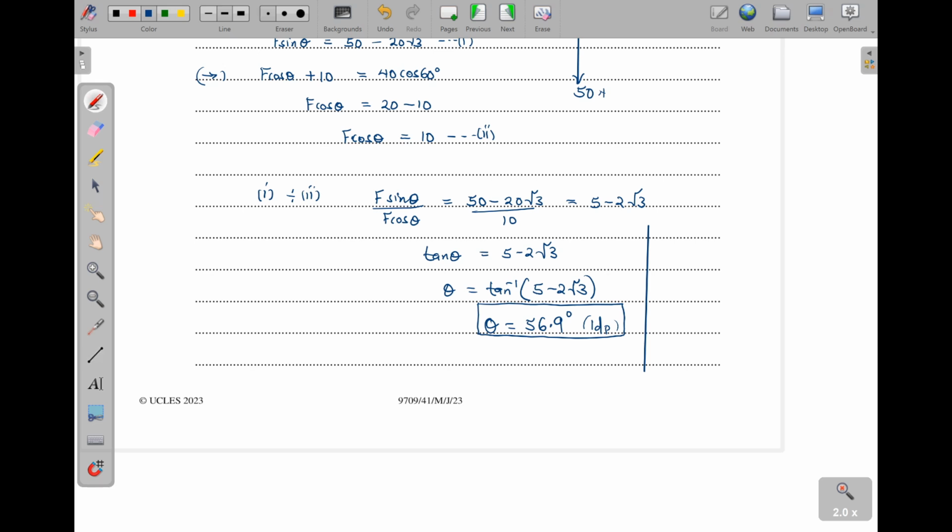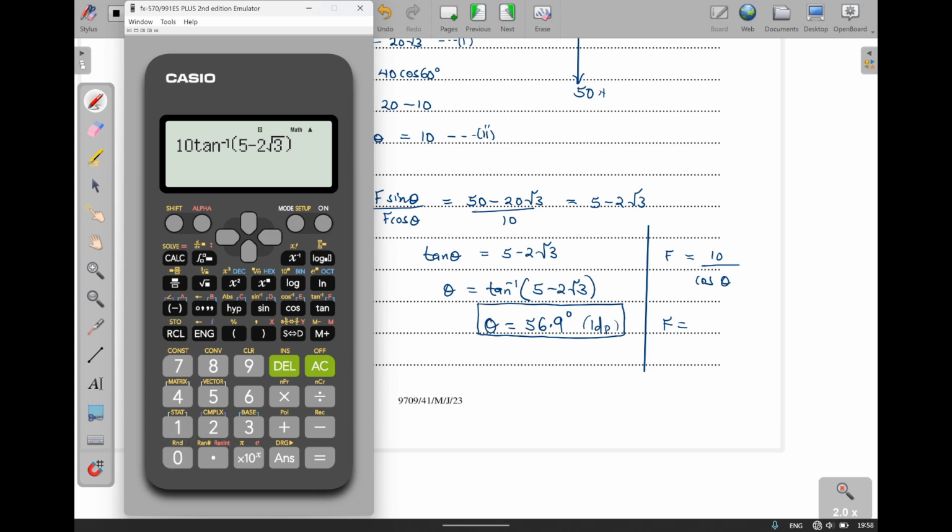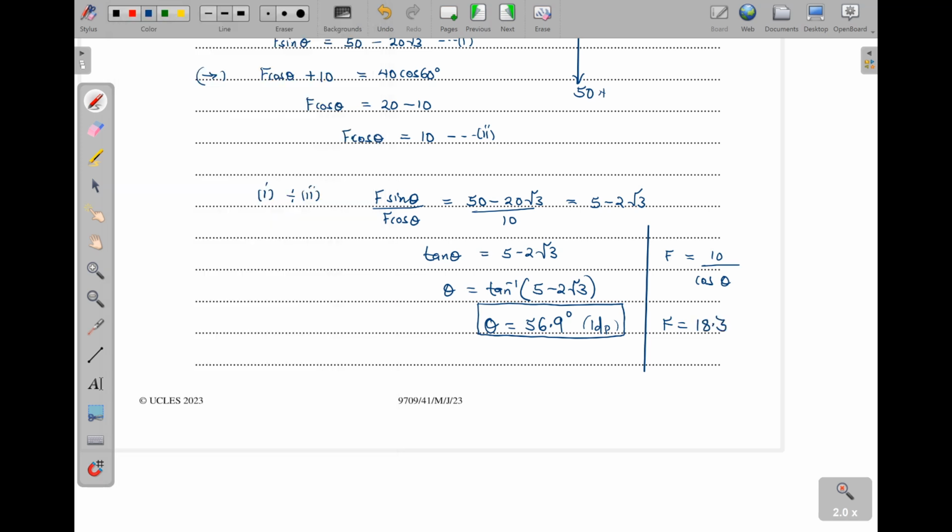So F here, maybe if I use the second one, F is going to be equal to, let me use this one here, 10 over cos theta. Okay, so F is going to be equal to what? So I get my calculator, then I will say 10 over cos of that angle. We just say, if you pressed answer, cos of the answer, and then you get 18.3 to 3 significant figures, 18.3 newtons. That is to 3 significant figures.